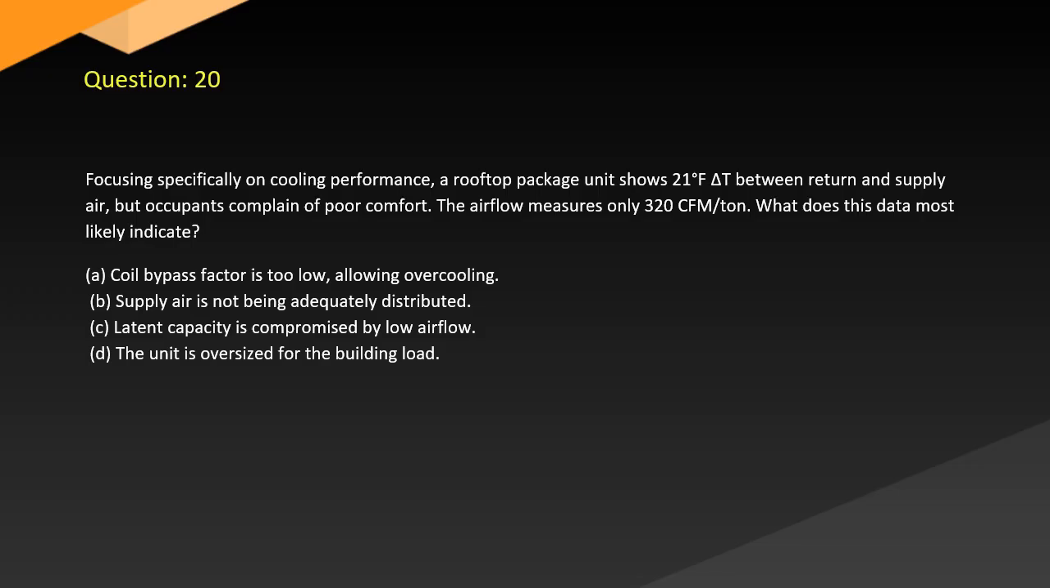Question 20. Focusing specifically on cooling performance, a rooftop package unit shows a 20 degree DT between return and supply air, but occupants complain of poor comfort. The airflow measures only 320 cfm/ton. What does this data most likely indicate? A. Coil bypass factor is too low, allowing overcooling. B. Supply air is not being adequately distributed. C. Latent capacity is compromised by low airflow. D. The unit is oversized for the building load.